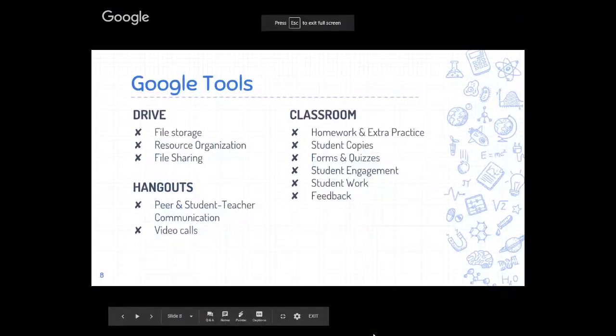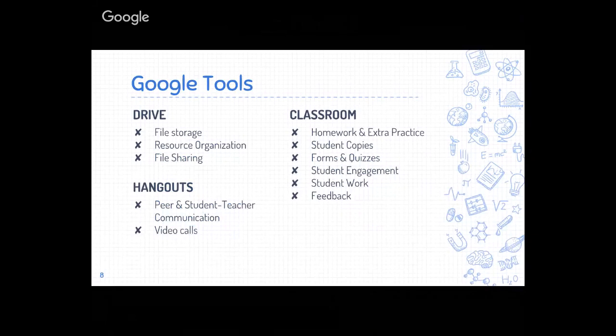And so you've kind of already seen this a little bit. We use a couple of different Google tools to make this all happen. So we use Google Drive to store all our files, to organize all our resources, and to share resources and curriculum with each other. We use Hangouts for peer communication between teachers, between myself and the teachers. And then they have also begun using it with the students.